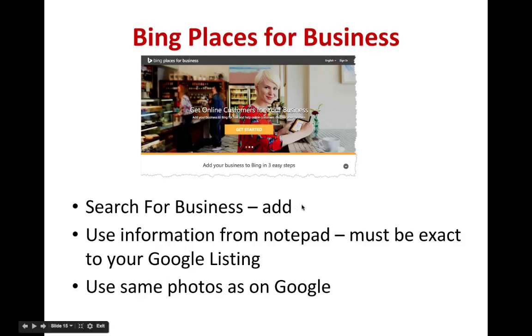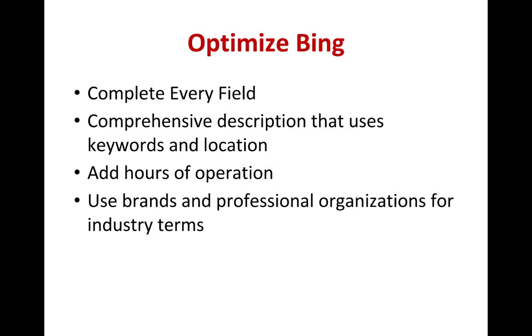You search for your business. If it's there, you'll claim it and verify it. If it's not, you're going to add it. And use the information from Notepad. It's got to be exact. You want these things to match in order to have the best placement in the search engines. And so all the information you put in Google, you can also put in Bing. Use the same photos you just used in Google. We want to make this easy. We don't want to try and reinvent the wheel 16 times. Use the same photos.